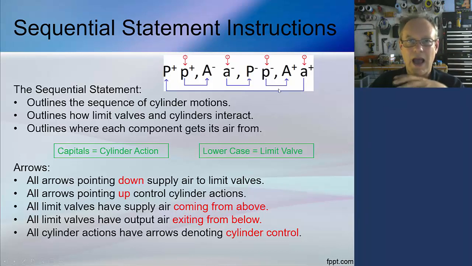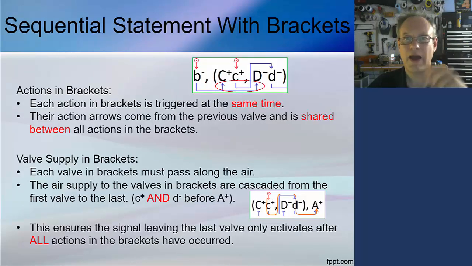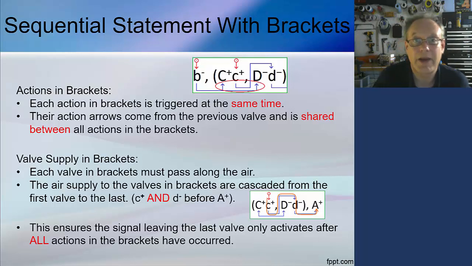Okay, so I want to add maybe one more bit of complication, and it doesn't actually get much more complicated than this. I'm going to add brackets. Pretty cool. So brackets indicate that two actions are happening at the same time. Actually, we can have three actions happening at the same time if we had 3 cylinders, or if we had 4, 5 or 6 cylinders, however many. If they are inside a bracket, they start to happen at the same time.